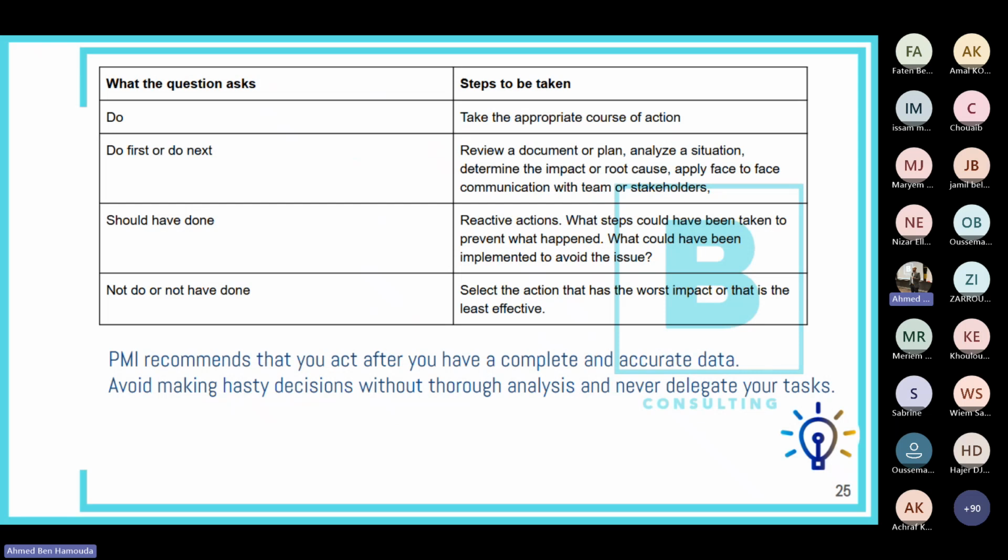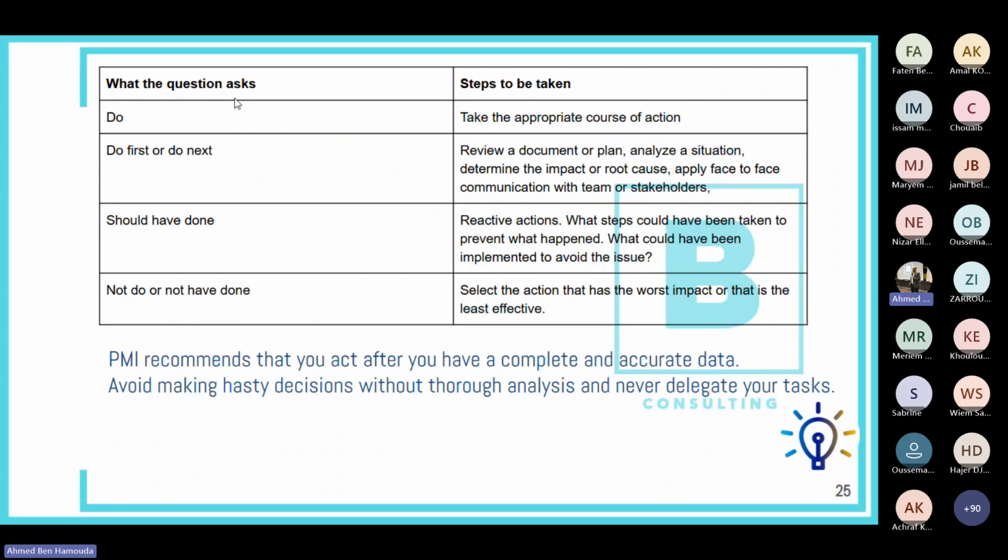All right. Now, if we want to deep dive into this form of questions in the exam, we've created a table for you here. Now we will see what the question asks, and what are usually the steps to be taken, which means what kind of answer you need to pick. Now, if the question asks you what to do, then you definitely need to take the appropriate course of action according to the subject, the process, the phase, the tool, the role in question.